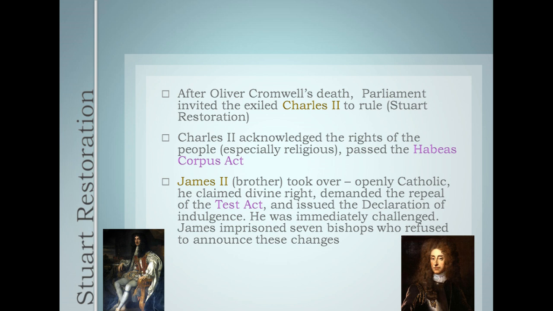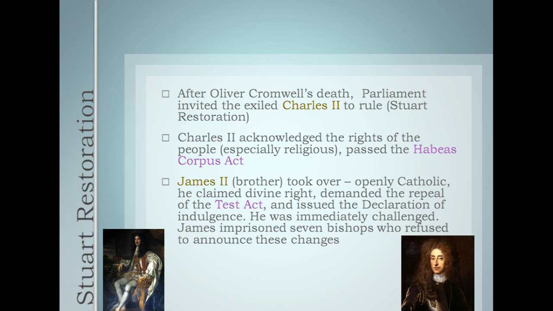The Levelers want a more egalitarian society, meaning more equity, more equality, and more universal manhood suffrage, so more men able to vote. And they want a written constitution. The Quakers wanted to get rid of a lot of the religious hierarchies, and they wanted to allow women to preach at their meetings. And of course, this is not going to go over well with Cromwell.